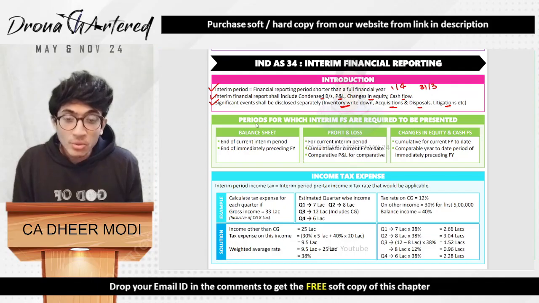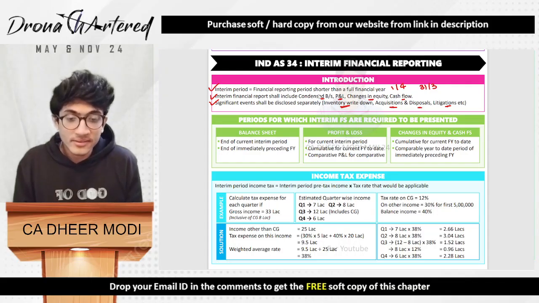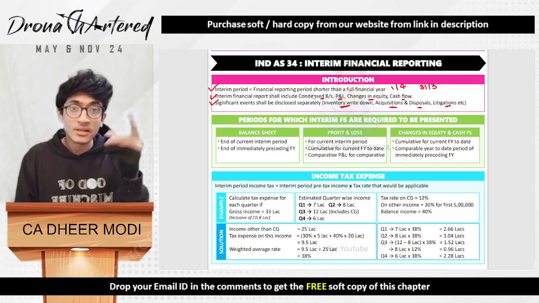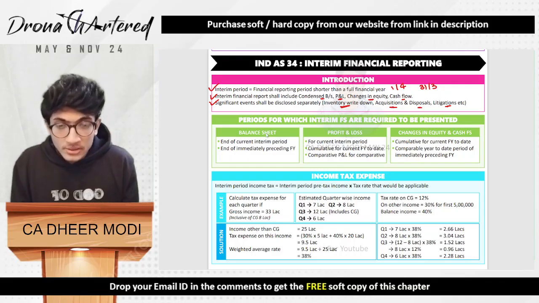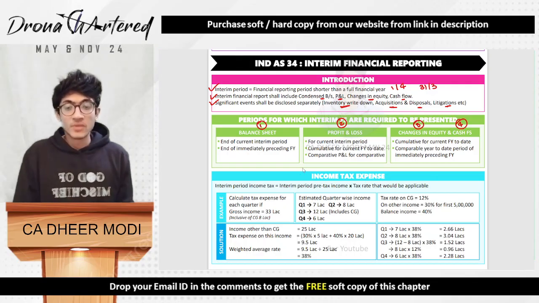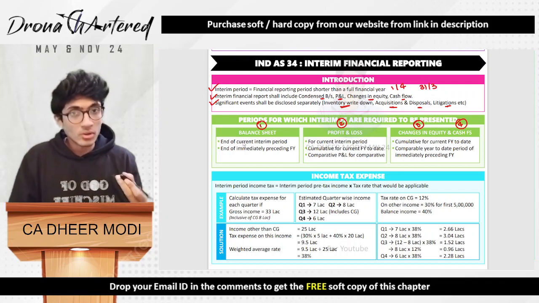Okay. Now the periods for which interim financial statements are required to be presented. As we studied over here, you have to make four things. That is your balance sheet, P&L, changes in equity and cash flow statement. So for balance sheet, it is end of the current interim period. Of course, balance sheet is made at the end.